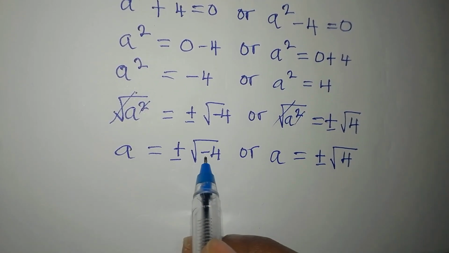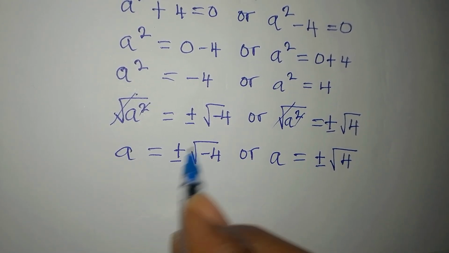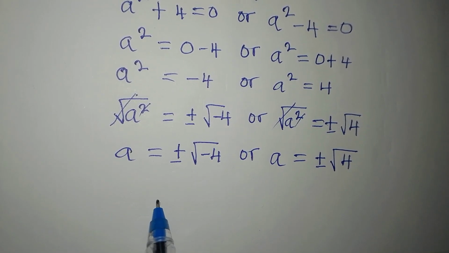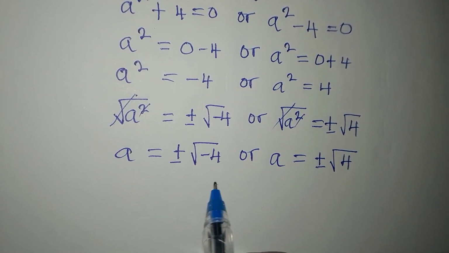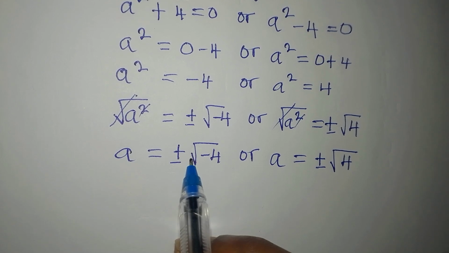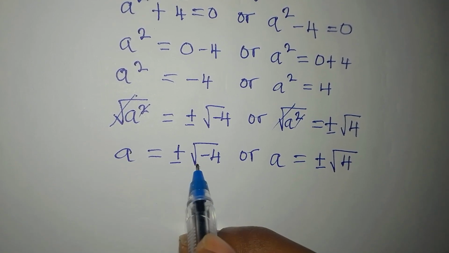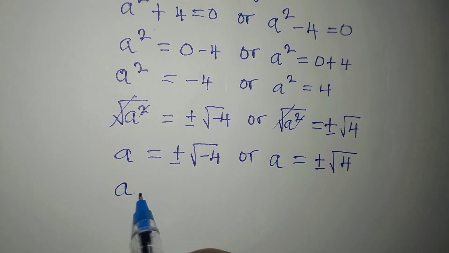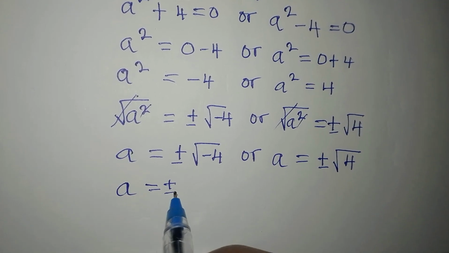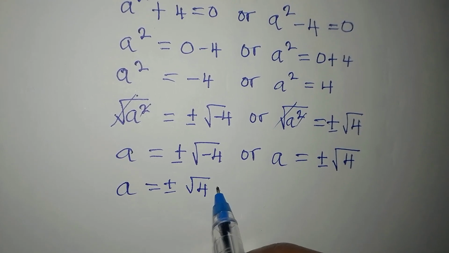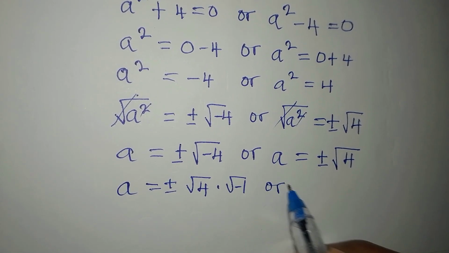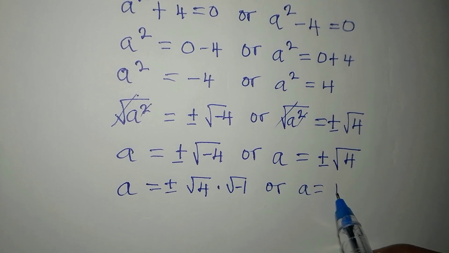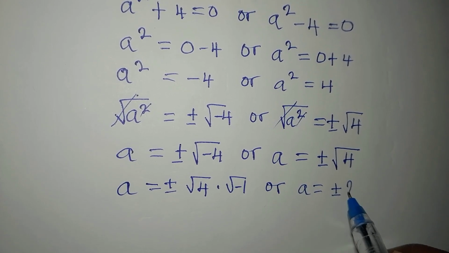Okay, now this is negative root. So ordinarily we will say that this should be rejected. But then, because we are looking at all the solutions, we will manage to bring out the solution from here, or accept the solution from here. This is a equal to plus or minus square root of 4 multiplied by square root of negative 1, right? Or a is equal to plus or minus square root of 4 is 2.